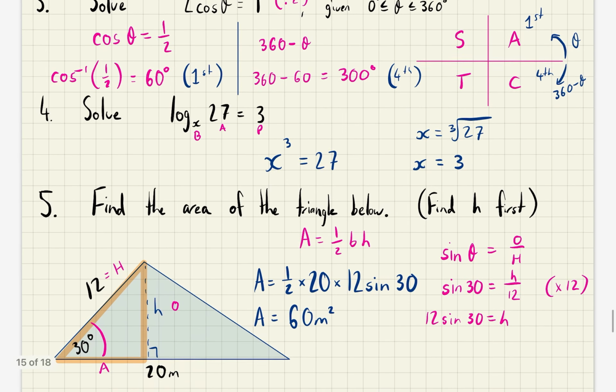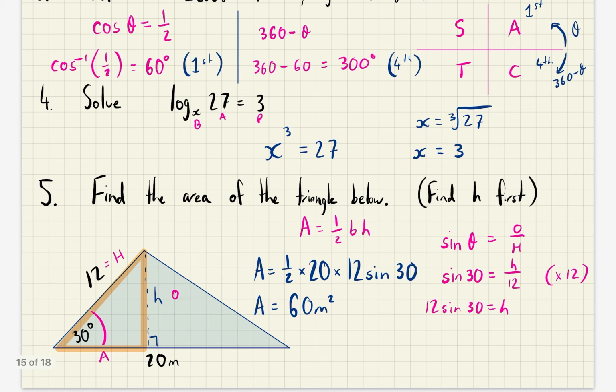Last up, we need to find the area of the triangle below. But we need to find h first. So we know the area of a triangle is equal to a half times base times height. But we don't have the height. But we do have enough information. The information that we had was the 20 meters and the 12 here. So using this angle of 30 degrees, which was given as well, I'm going to label the triangle: opposite, hypotenuse, and the adjacent.